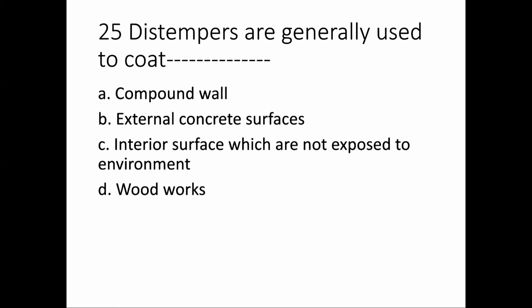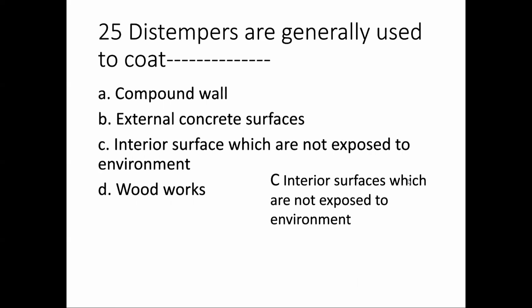Question number 25. Distempers are generally used to coat A, compound wall, B, external concrete surfaces, C, interior surfaces which are not exposed to environment, D, woodworks. Answer option C, interior surfaces which are not exposed to environment. Since distemper is not waterproof, it can be used only for interior walls.